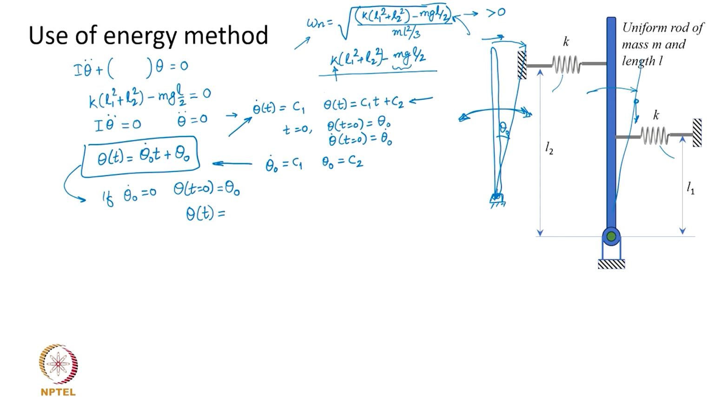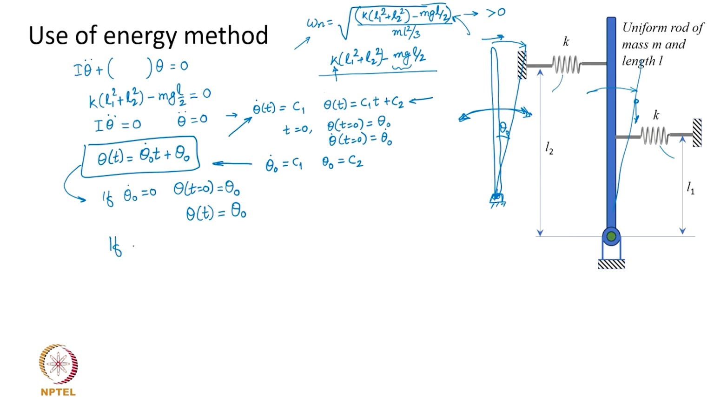Then in that case the response subsequently, after I displace this by an angle theta naught, the subsequent response theta t obviously is going to be just theta naught, which means that the bar will simply tilt and remain tilted at that position. Nothing will happen, neither will it oscillate nor will it continue to travel. That is going to be the equilibrium position. The bar is going to be in that equilibrium position forever after time t is equal to 0, right.